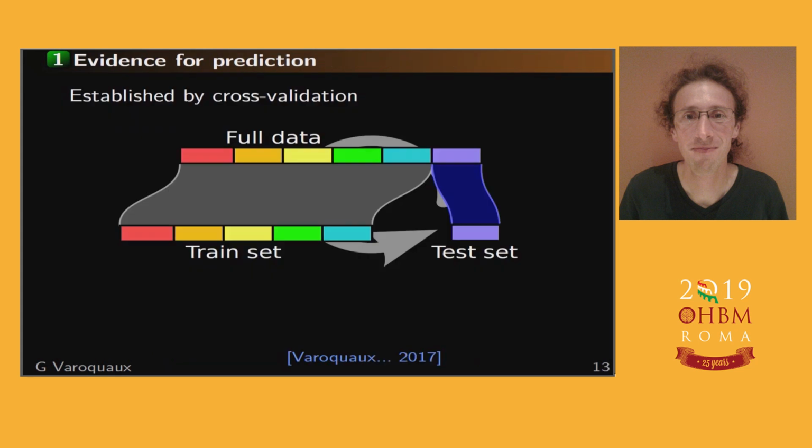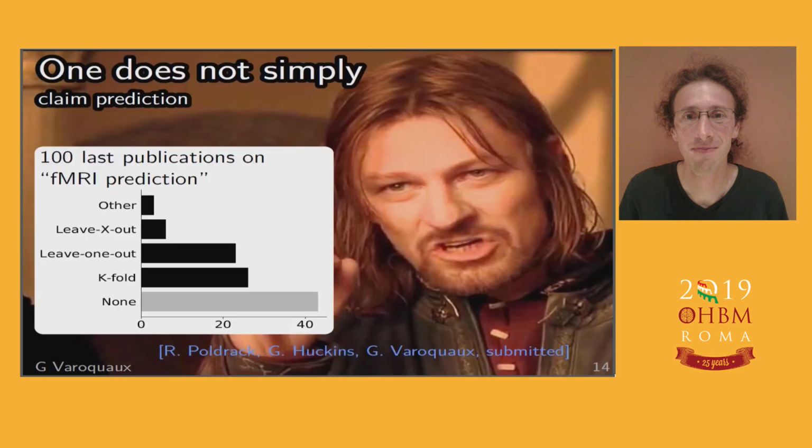So this is classically established by cross-validation, right? You split the data in subparts, you train the model on part of the data, and then you test on the other part. However, if you look at publications that have in their title or abstract fMRI prediction, the majority does not do cross-validation at all. This is work by Grace Hunkins and Russ Poldrack with myself. Grace surveyed the literature manually.